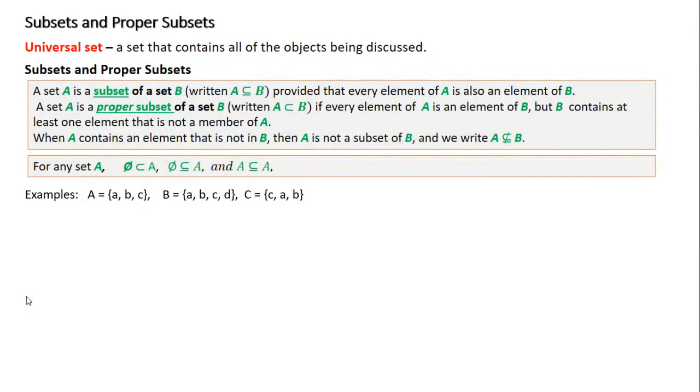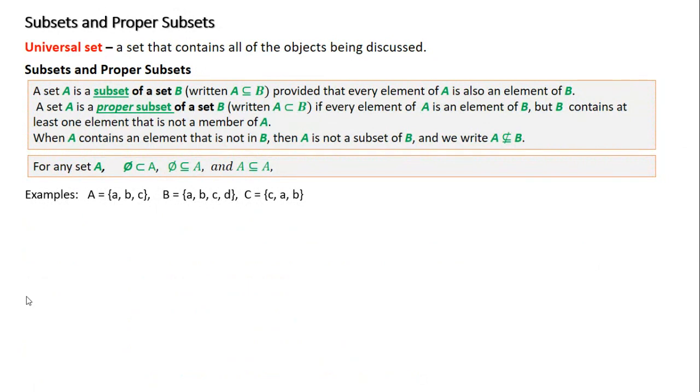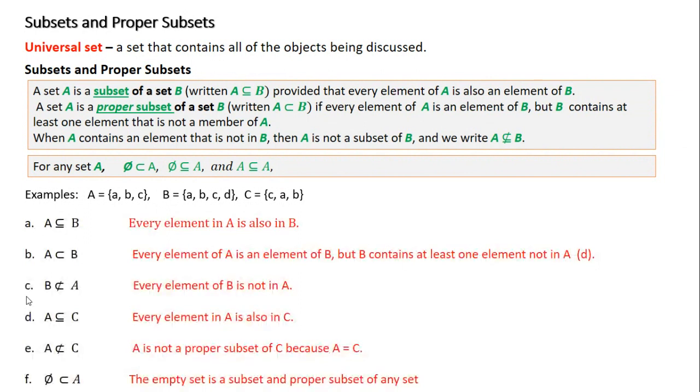All right, so let's look at some examples using this terminology. These are my example sets. Set A is ABC, set B is ABCD, and set C is CAB. Okay, so the first one, A is a subset of B. So what we're reading is that every element in A is also in B.